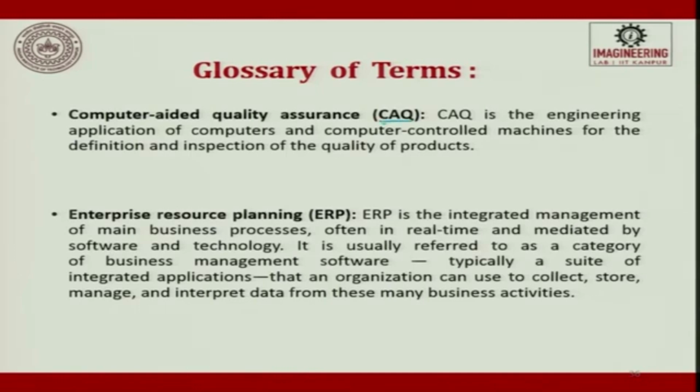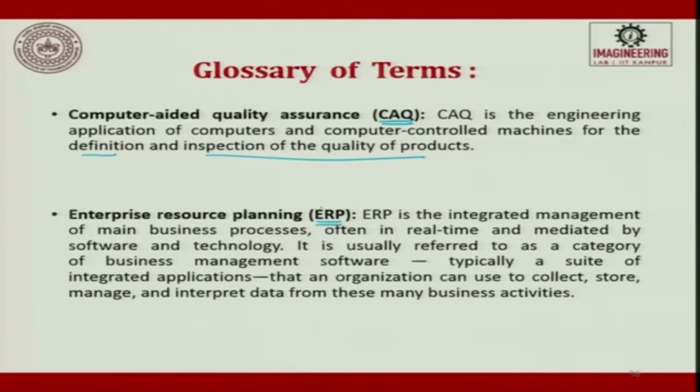The next one is CAQ. CAQ is nothing but computer aided quality assurance. Quality is nowadays inbuilt in the product. So, assurance is something when I buy a product in the market, I am assured that it is supposed to perform what it is expected. So, CAQ is the engineering application of computers and computer controlled machines for definition and inspection of the quality of the product. Next is ERP.